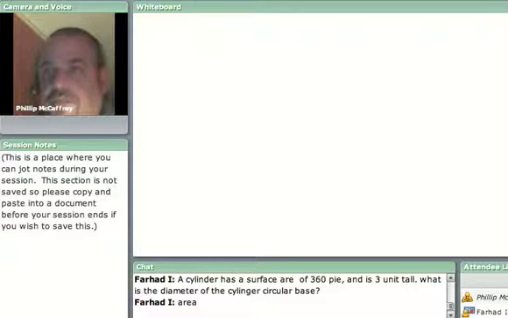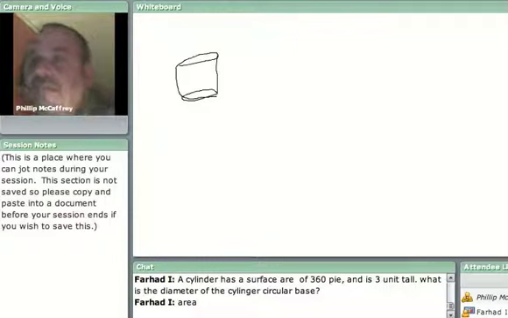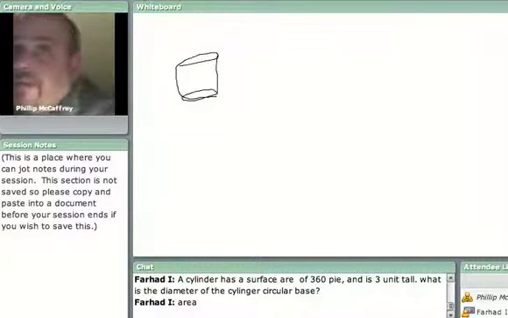A cylinder has a surface area of 360 pi. Can see where they're going right now. It is 3 units tall. What is the diameter of the cylinder's circular base or area? Alright, so just draw your can on your whiteboard. You're not going to do any better than me because your whiteboard's going to look like that. And it has a surface area of 360 pi.